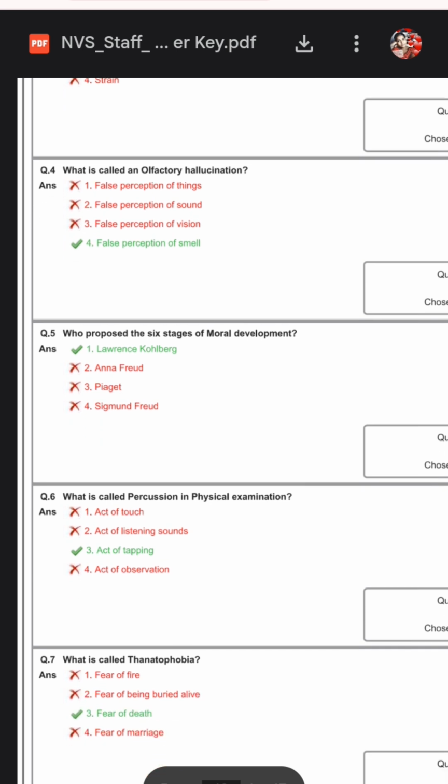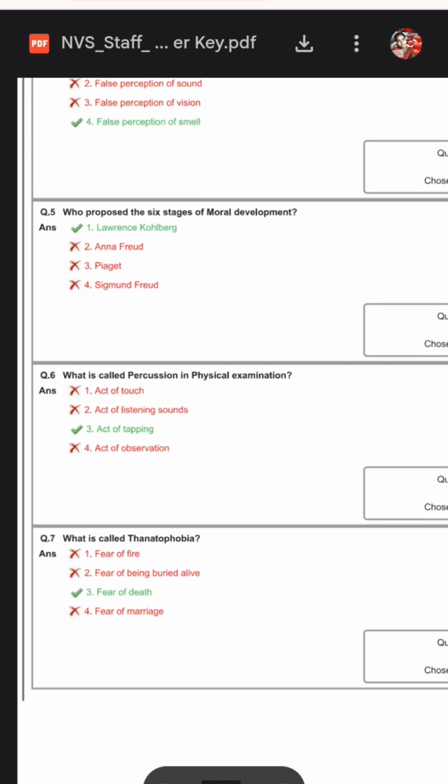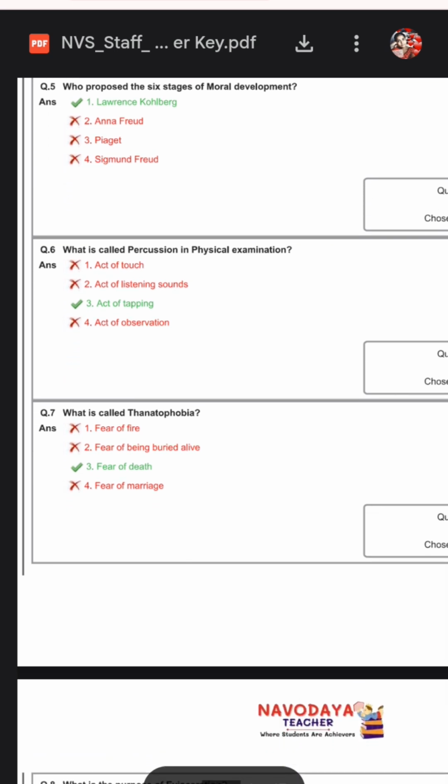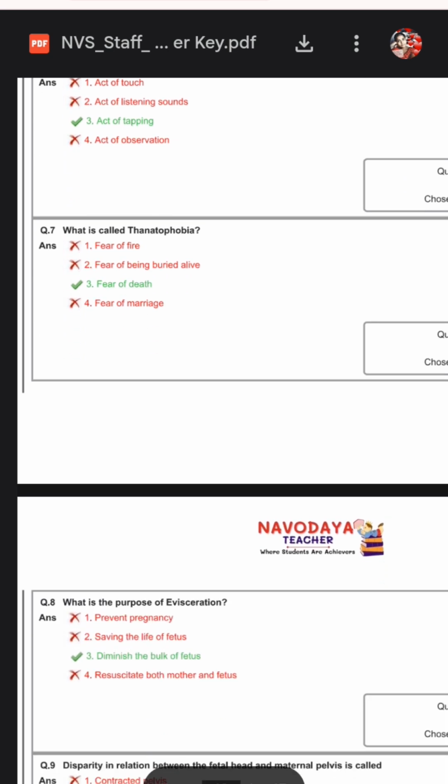Who proposed the 6 stages of moral development? Lawrence Kohlberg. What is called percussion in physical examination? The act of tapping is called percussion in physical examination. What is called thanatophobia? The fear of death is called thanatophobia.